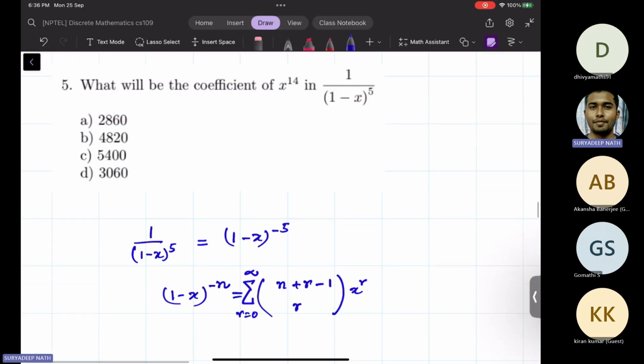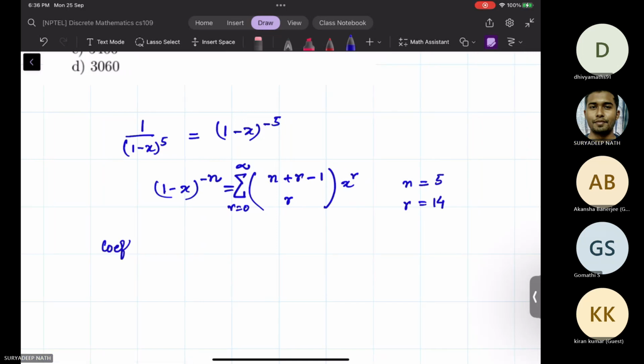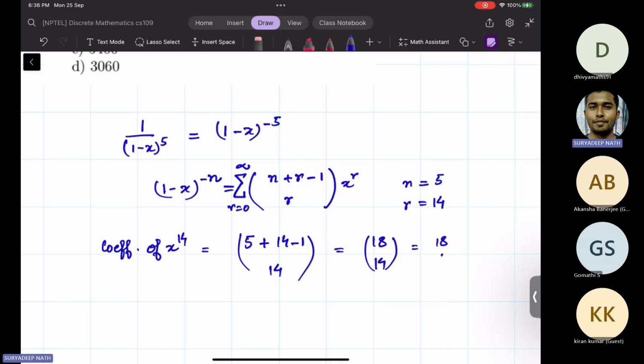Basically they are asking what happens when r is 14; n in this problem is 5 and r is 14. So the coefficient of x to the power 14 is basically this: n is 5, so 5 plus 14 minus 1 choose 14. That becomes 18 choose 14. You can simplify it and write it as 18 choose 4, because 18 minus 14 is 4.